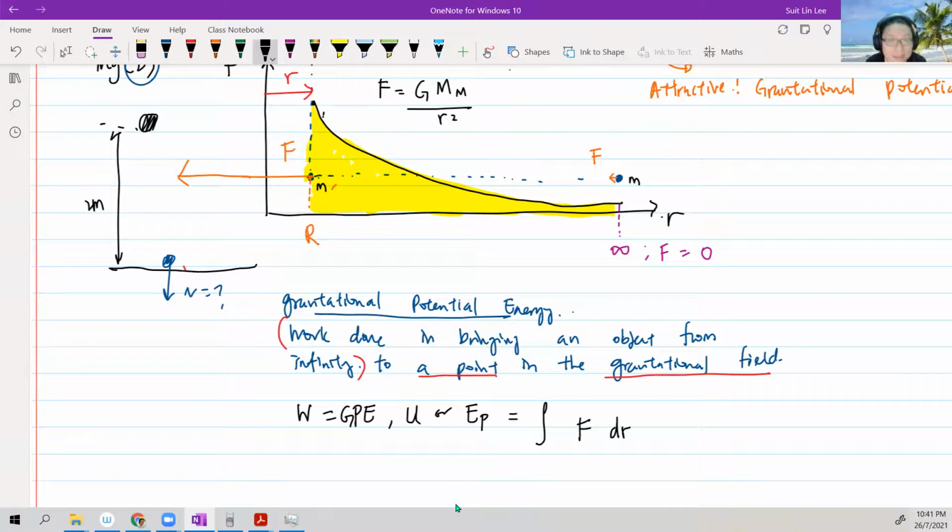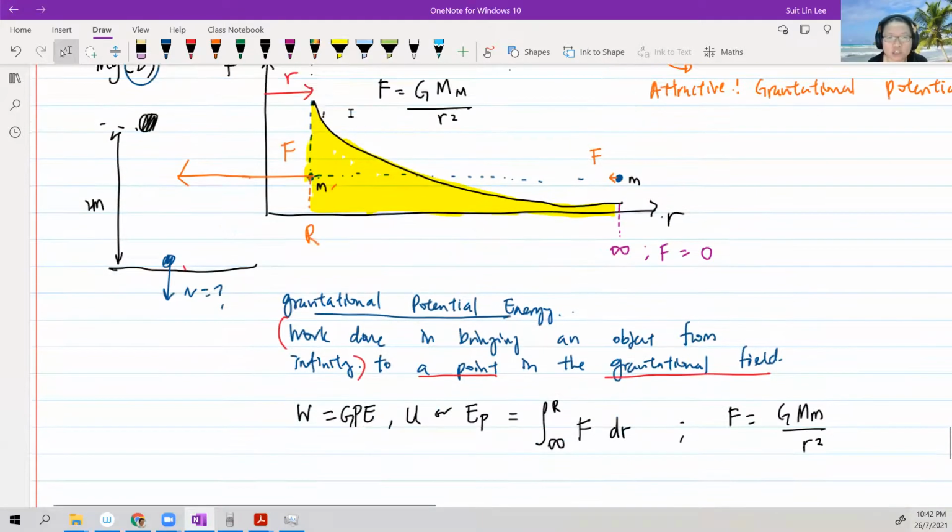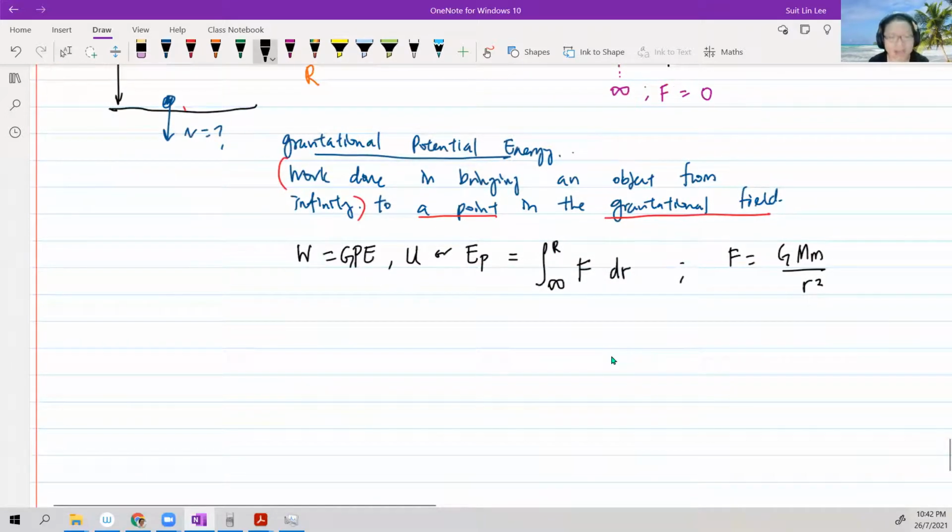Okay, so I'm going to introduce some limits. We are going to bring it from infinity. Don't worry, limit infinity is okay. To the point R, big R, inside the gravitational field. F is G, big M, small m over R squared. Okay, infinity to R. We have the equation of this curve, I'm going to put it in. Take a breath. I integrate, don't worry, just watch.